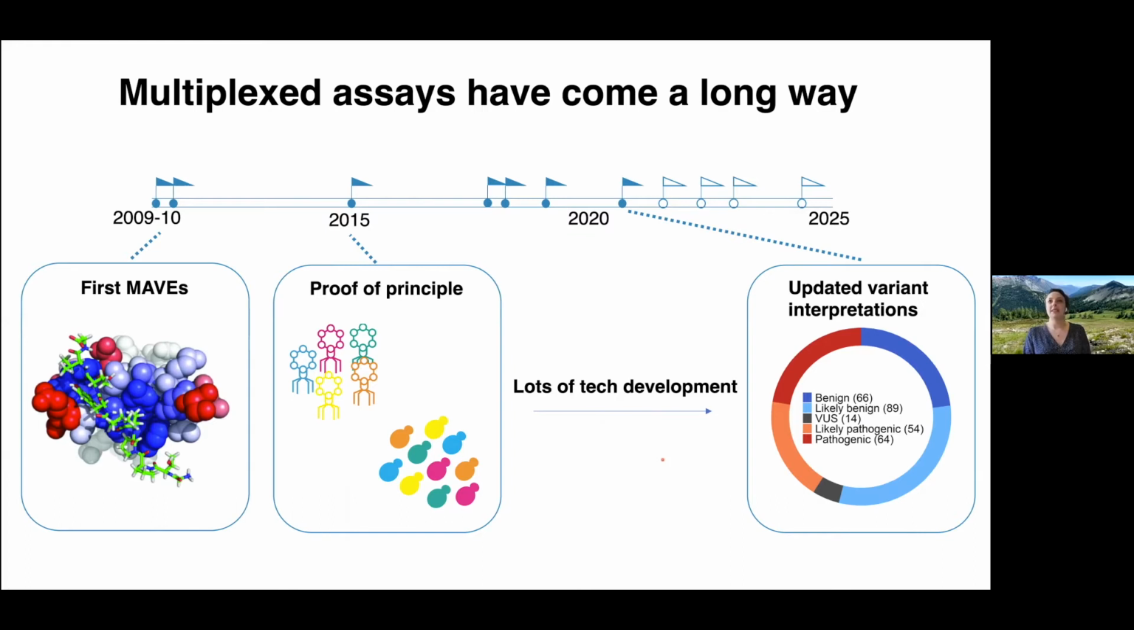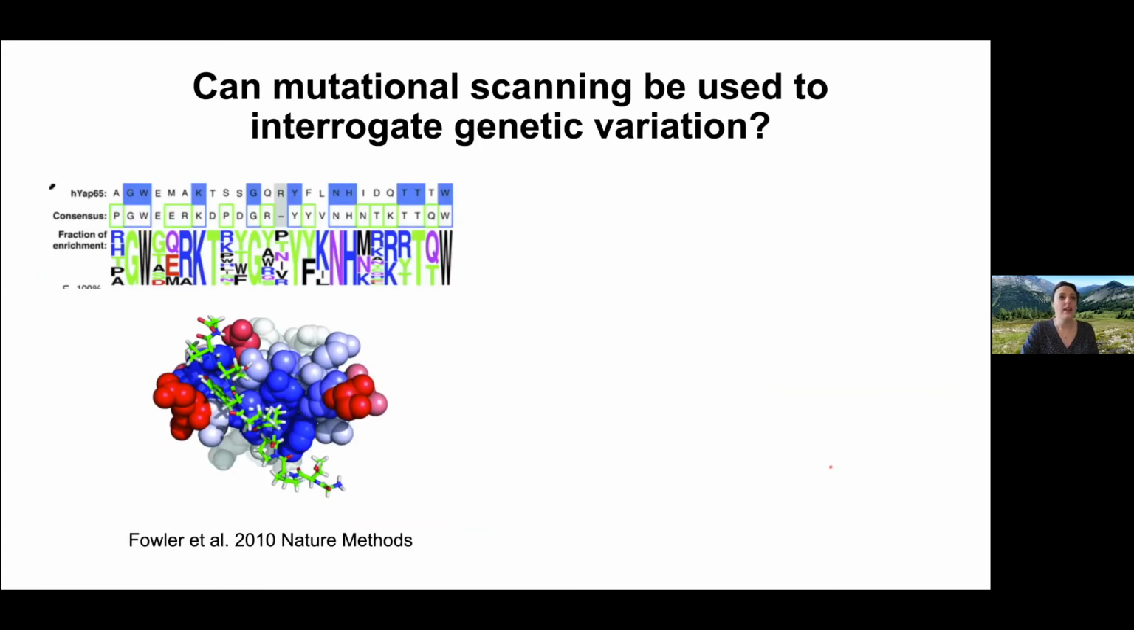And so multiplexed assays have come a long way. The first multiplex assays were really done in 2009 and 10. This is actually a figure from Doug's paper of a 25 amino acid WW domain. But there's been a lot of tech development to actually get to where this data can be used in the clinic. So this is actually Doug's first paper from 2010 in Nature Methods.